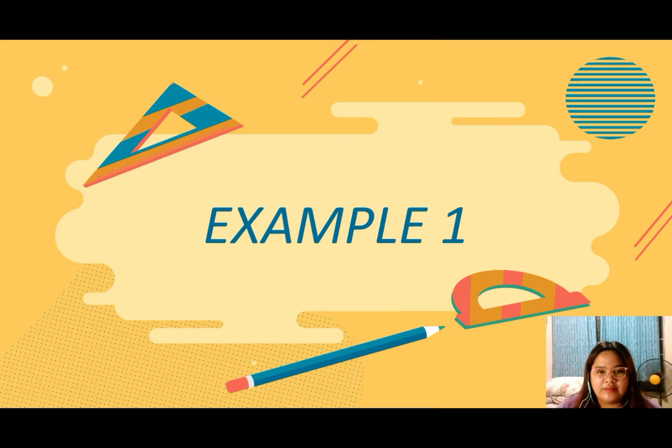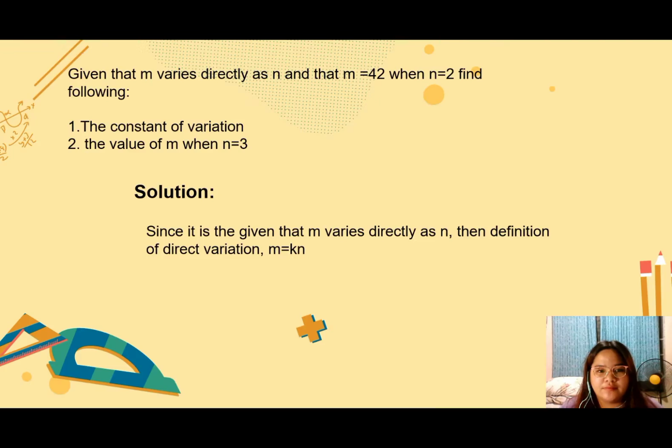Example 1. Given that m varies directly as n and that m is equal to 42 when n is equal to 2, find the following: a. the constant of variation, and b. the value of m when n is equal to 3. Solution. Since m varies directly as n, then by the definition of direct variation, m is equal to kn.